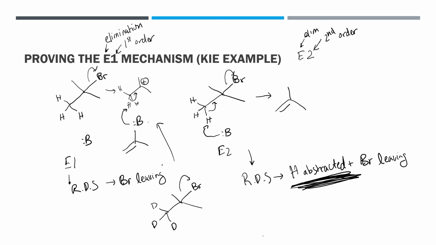And because with E2, we're breaking the CD bond or the CH bonds in the rate determining step, when we replace the hydrogens with deuteriums, the reaction for E2 will go slower, whereas the reaction with E1 will not go slower. It'll stay the same rate. This is a key example of how kinetic isotope effect was actually used to show the difference between the E1 and E2 mechanisms.